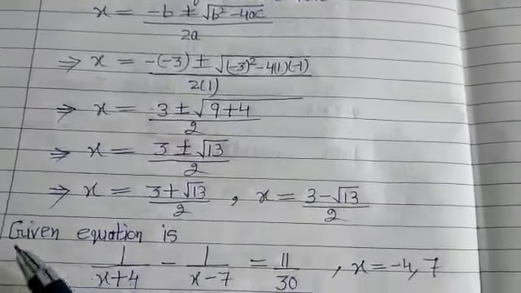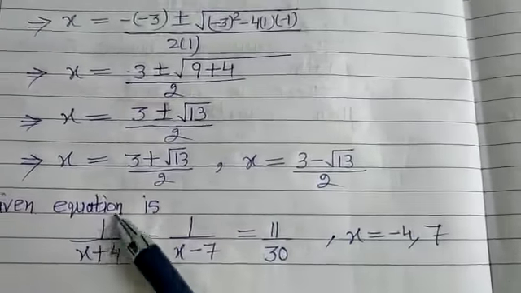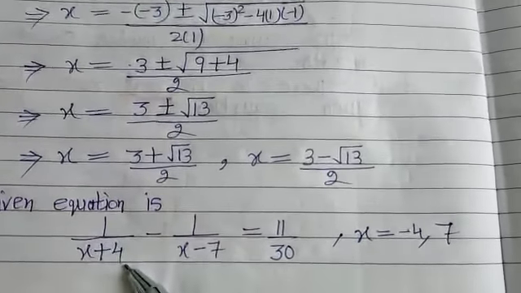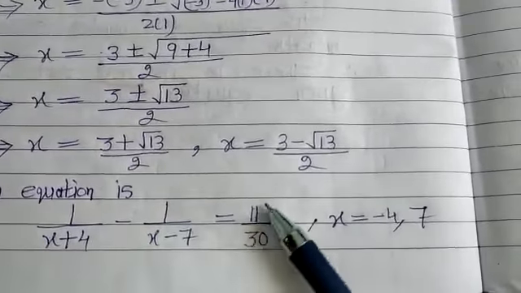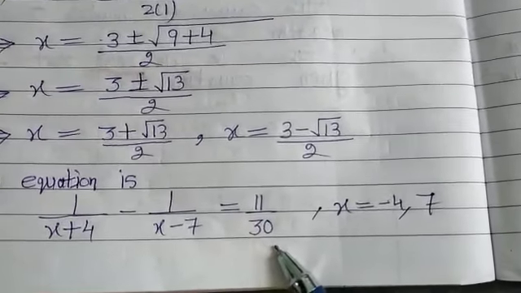Now the second part of this question number 3 is 1 upon x plus 4 minus 1 upon x minus 7 is equal to 11 upon 30.